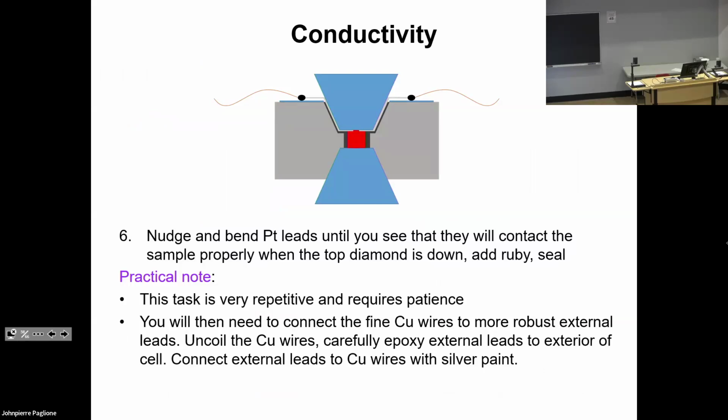Then you'll finally take the top diamond up one more time, put a ruby on, seal it, and then breathe because you're done. Finally, there are holes on the side of the diamond anvil cell. You'll pull out those copper leads, connecting them to larger leads maybe, and affix it with some epoxy so they don't get jostled, and then you're good to go.